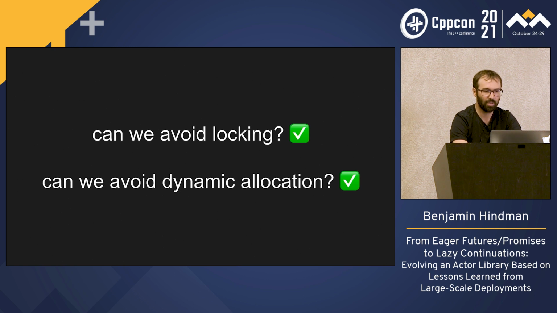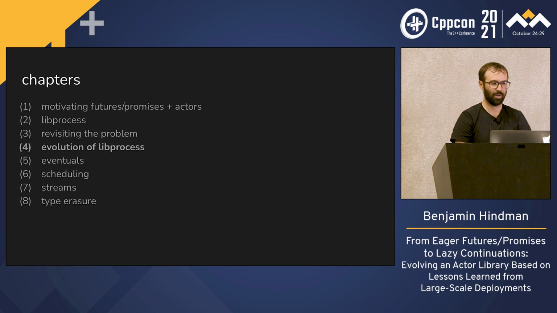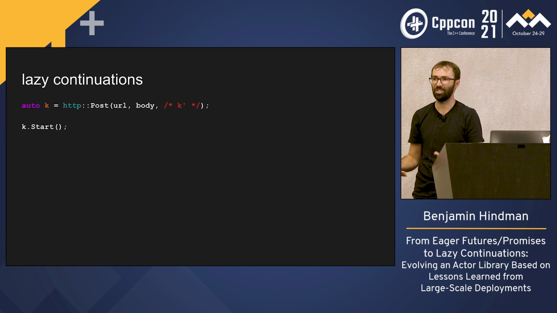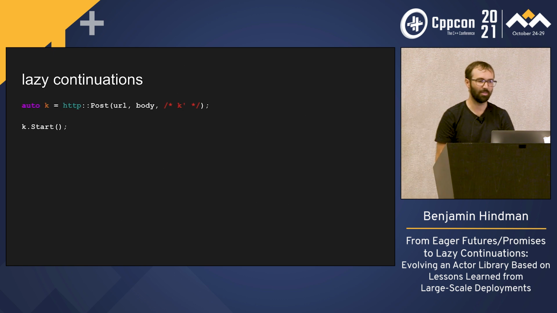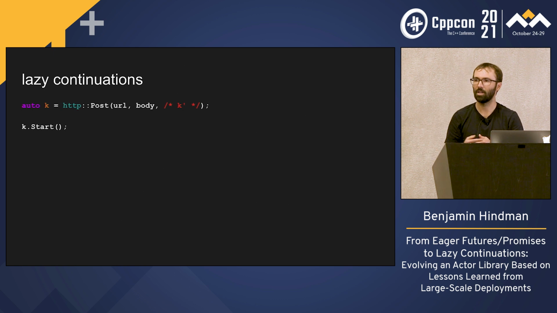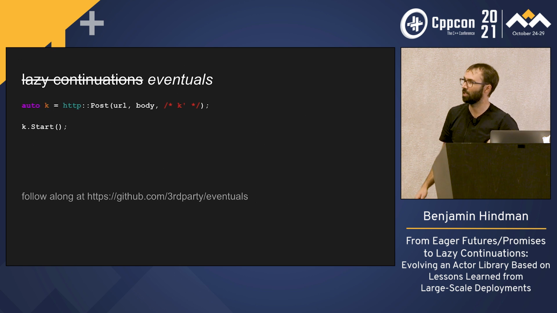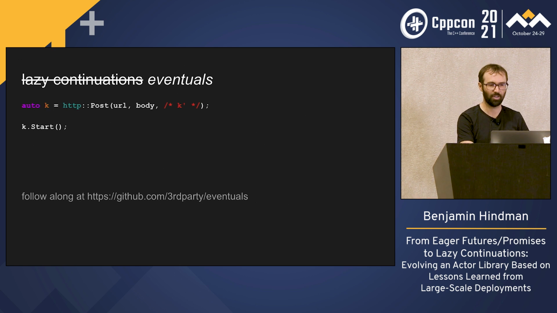Wow, we can avoid locking. We can avoid some dynamic allocation. So this led to the evolution of the library and to this new library we ended up creating that we called eventuals. These continuations, or these continuations in continuations, we wanted to give a name to. They're not futures, promises, or something else. For us, we called them eventuals. And we do actually have a GitHub project that you can check out. We're working on them there.